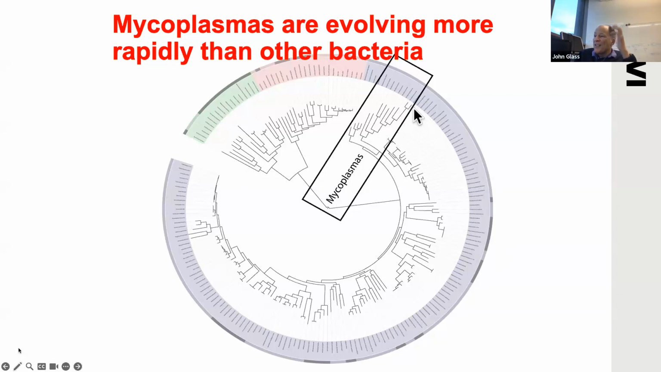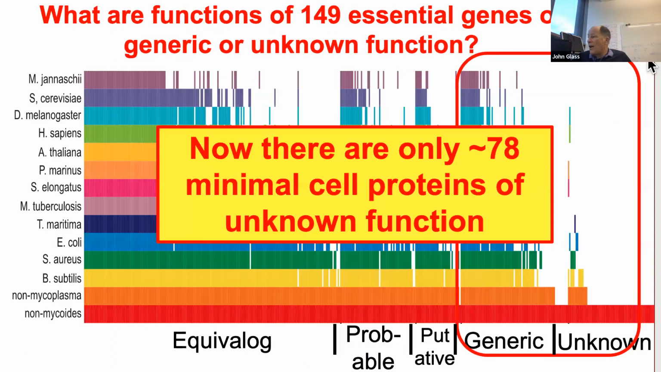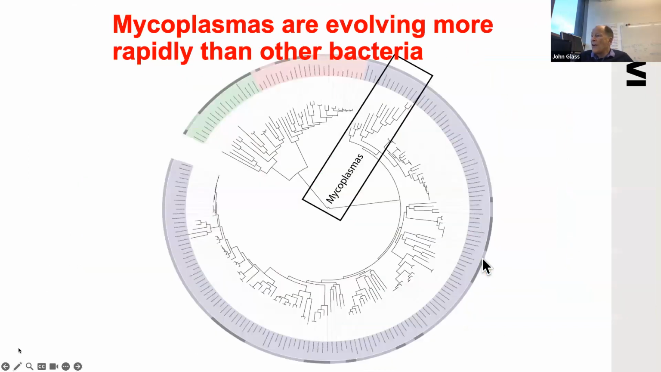And mycoplasmas, again, are not primordial bacteria. They were like other bacteria, but they lived in such narrow, unchanging environments that they could throw away lots of genes, including genes involved in repair of mutations. And so mycoplasmas are exploring sequence space. So among all these genes of unknown function, there could be some that are doing the exact same thing in mycoplasmas that they are doing in other bacteria.